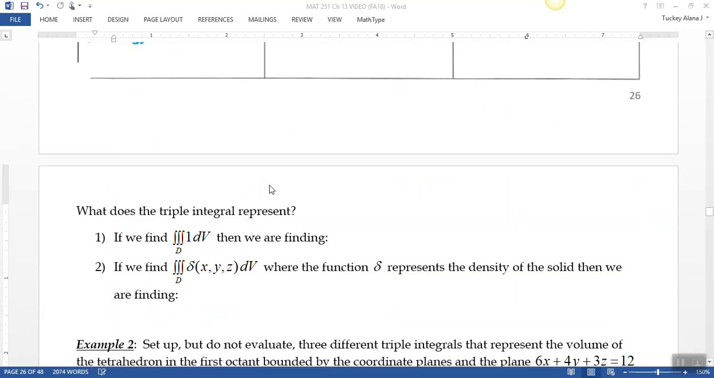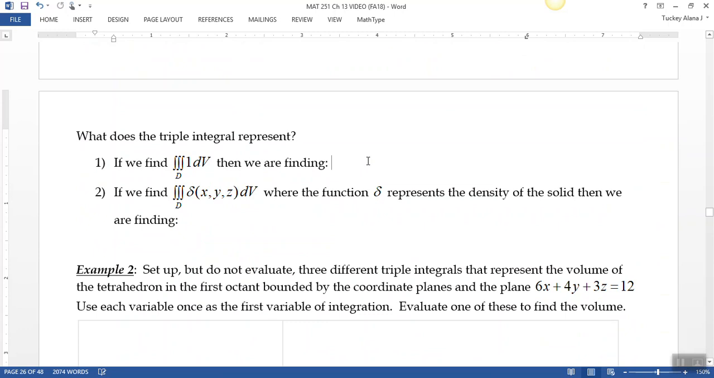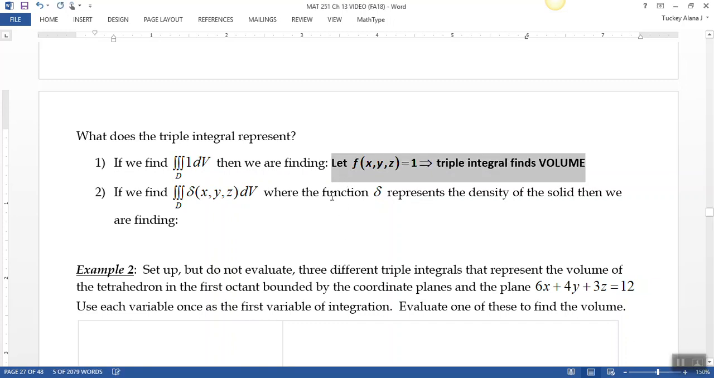All right, now what is it that the triple integral is representing? Well, if we're taking a triple integral of 1 with respect to volume, then what we're finding is the volume. Much like when we took the double integral of 1 with respect to A, we were finding the area. When you take the triple integral of 1 with respect to V, you're finding the volume. Essentially, you're allowing your function f of x, y, z to be equal to 1, and that means that the triple integral will find the volume.